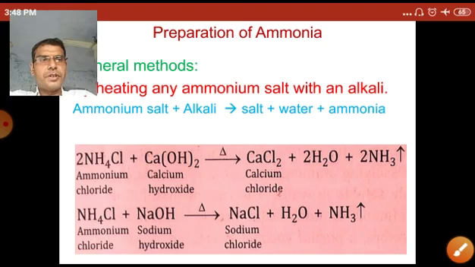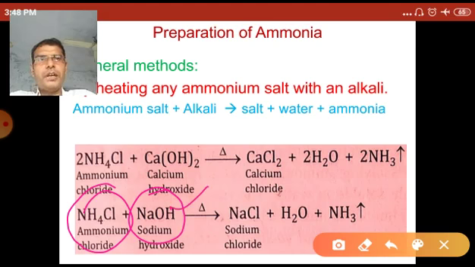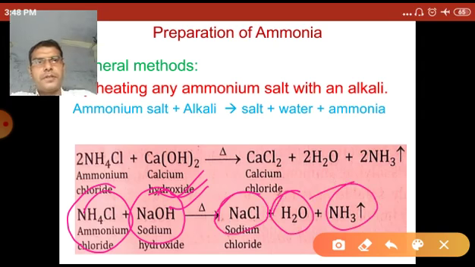Now in the next reaction, ammonium chloride reacts with sodium hydroxide, which is an alkali. When heating ammonium chloride in the presence of sodium hydroxide, they produce sodium chloride, water, and ammonia gas.